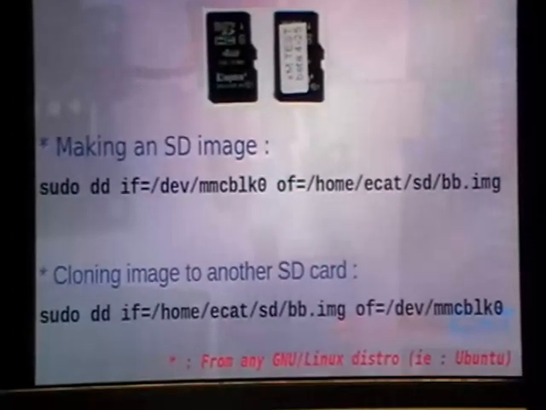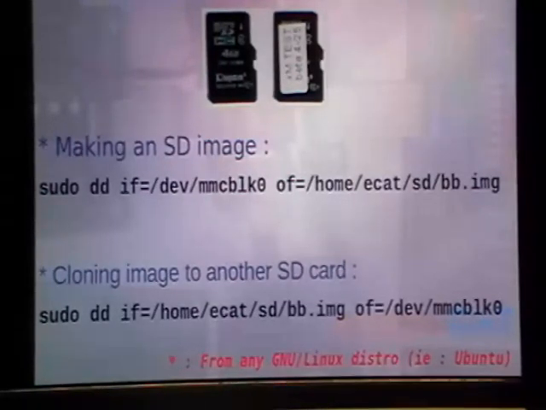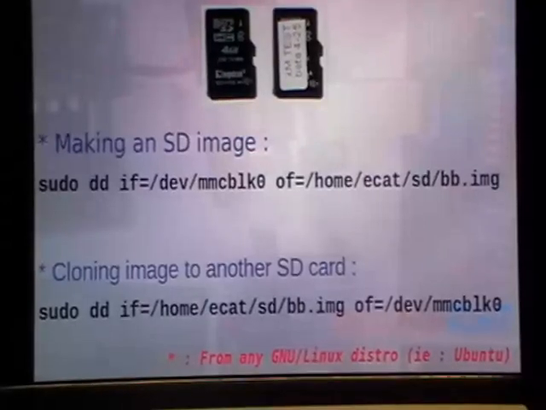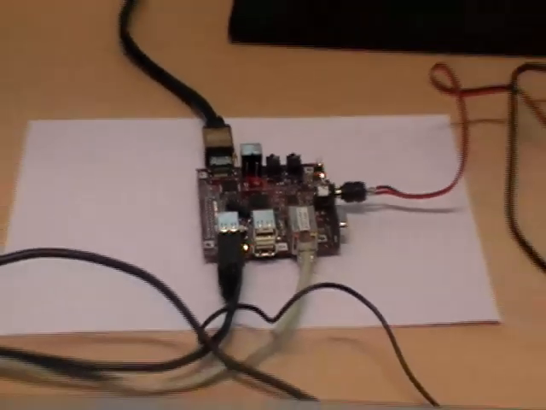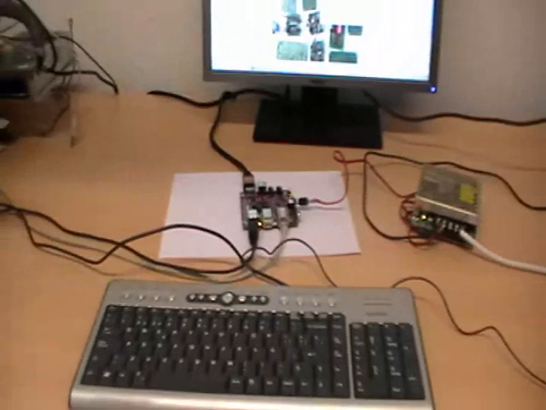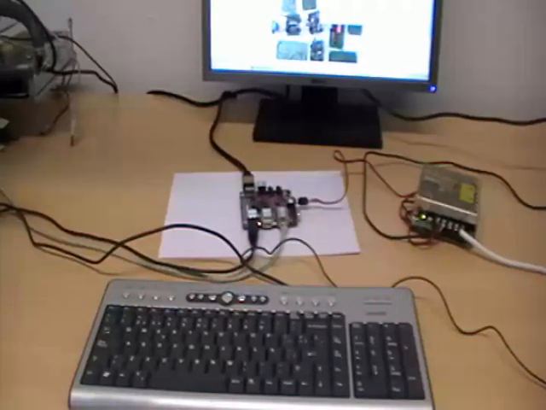To clone the SD card, you do dd in the opposite way: as input file the bb.img and as output file the device memory card. Once the SD card has been cloned, it's time to switch the BeagleBoard on. In order to download new packages, we should have connected the BeagleBoard to a network with internet access.